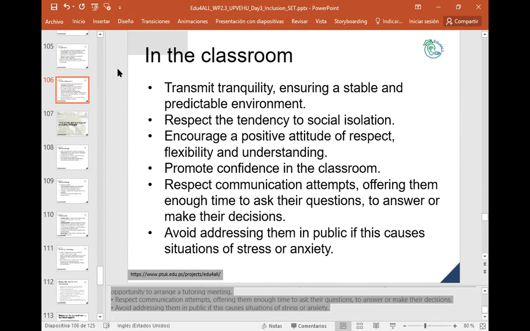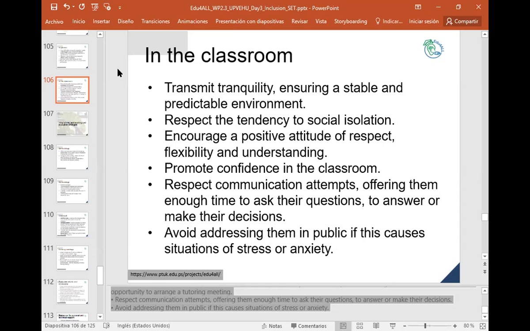Respect the tendency that students may show to social isolation when they do not approach either the teachers or the classmates. Encourage in peers a positive attitude of respect, flexibility, and understanding towards the student with a mental health disorder, without ever falling into overprotection.